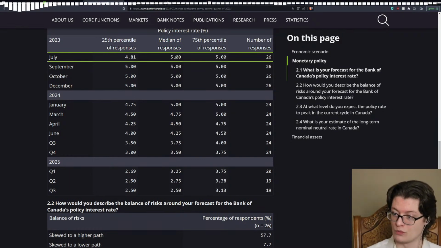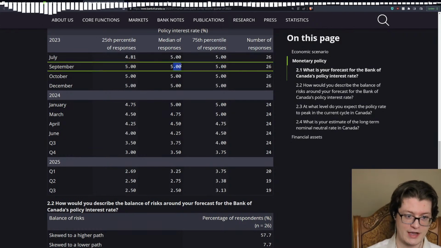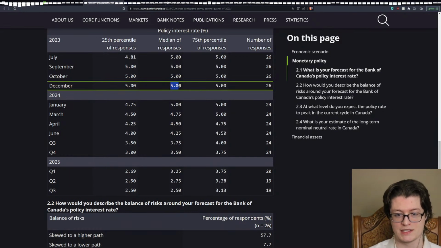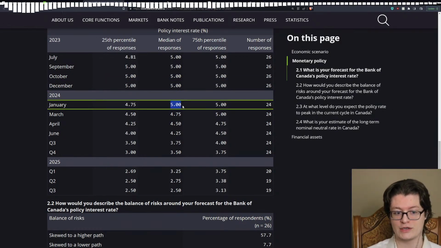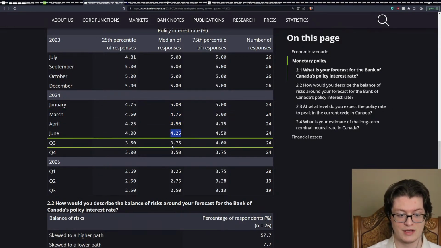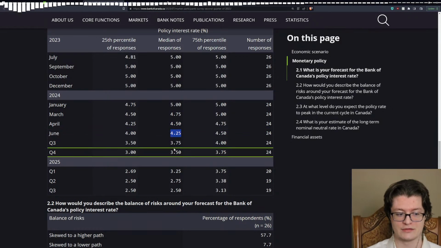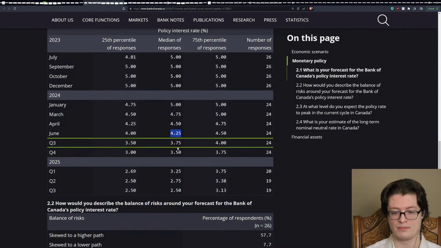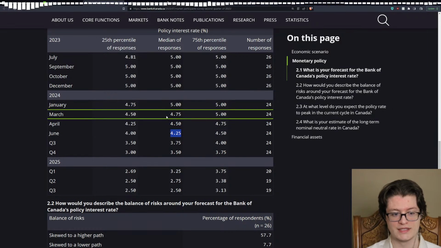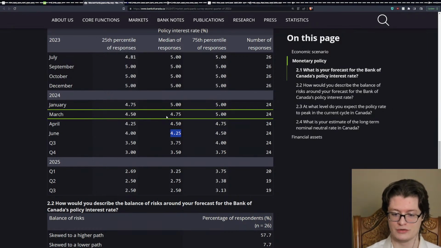What we're going to look for is when these numbers change, whether they're going up or down. So this one says 5, 5, 5, 5. So for the rest of 2023, Bank of Canada is expected to stay flat. And then January flat, March it goes down, April it goes down, June it goes down. So down, down, down, down, down. 25 basis points at probably each meeting starting from March onward is the median expectation for the Bank of Canada.